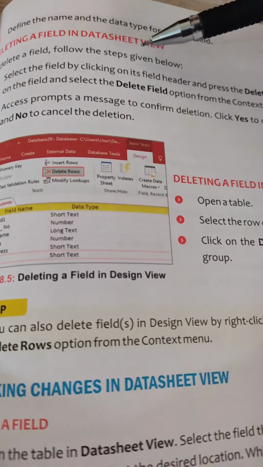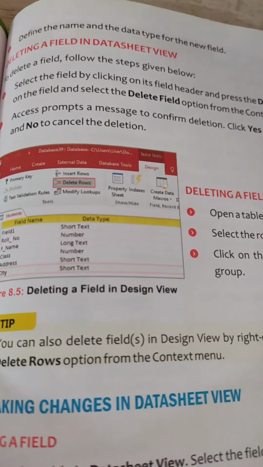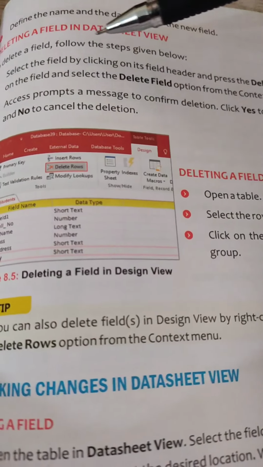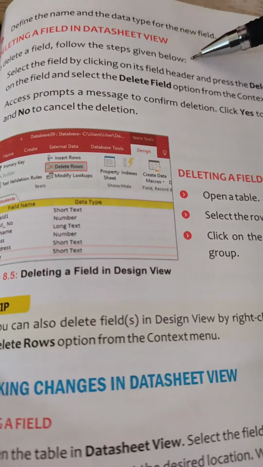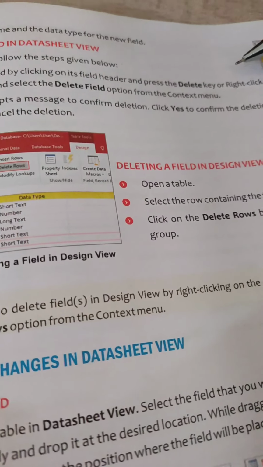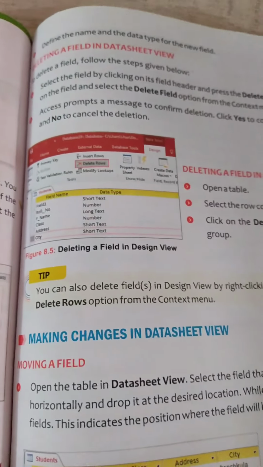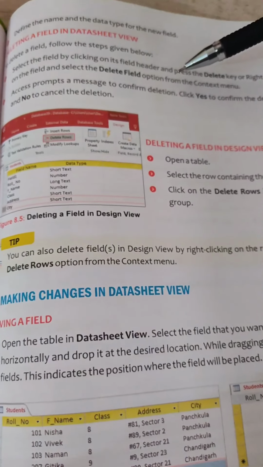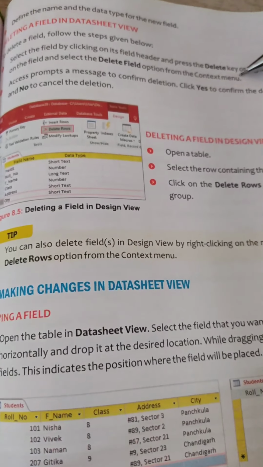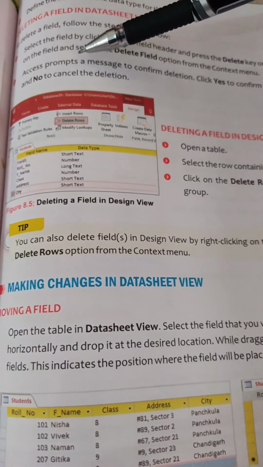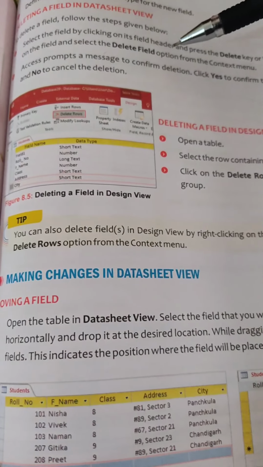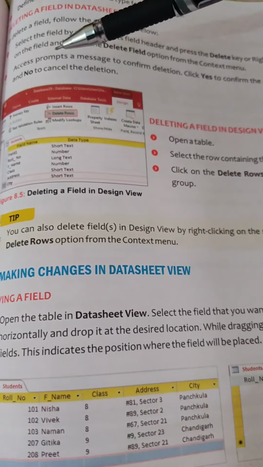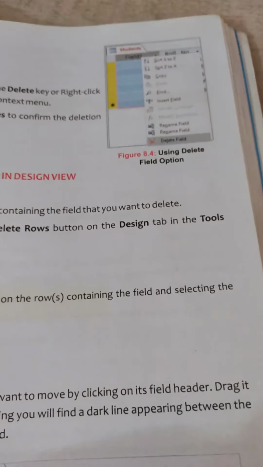Deleting a field in datasheet view. Now how to delete a field? To delete a field, follow the given steps. Select the field by clicking on its field header and then press the delete key, or right click on the field and select the delete field option from the context menu. Access prompts a message to confirm deletion. Click yes to confirm the deletion and no to cancel the deletion.